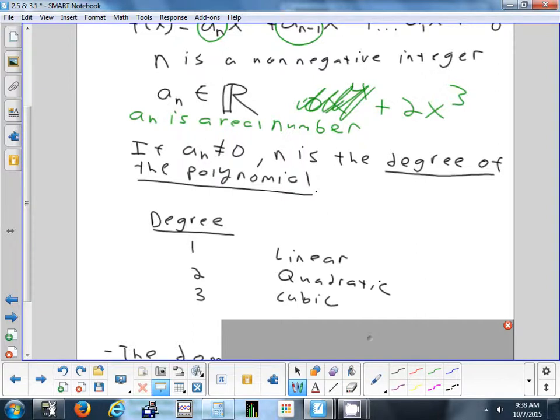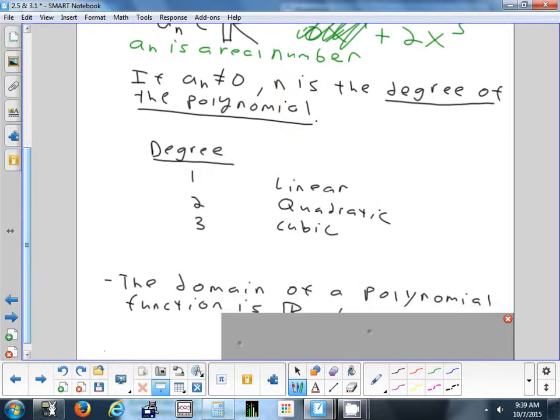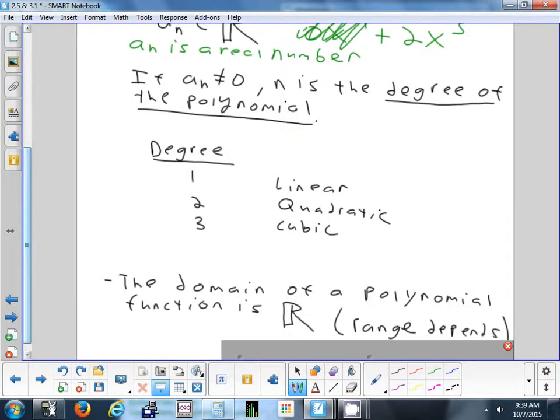Degree 4 you can call quartic, but usually we just say it's a polynomial degree 4. Okay? Or polynomial degree 7, degree 8. But these are the common names we use. Sarah, question? I just wanted to double check them. Exponents can't be negative, right? Exponents cannot be negative. Nope. Not with a polynomial.